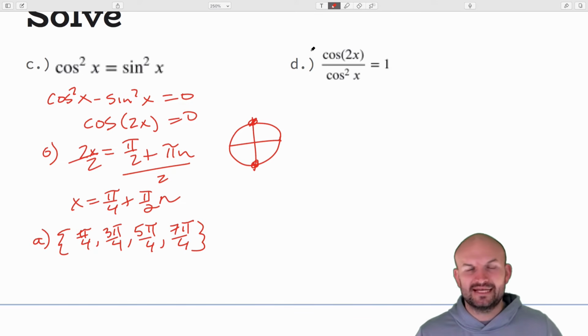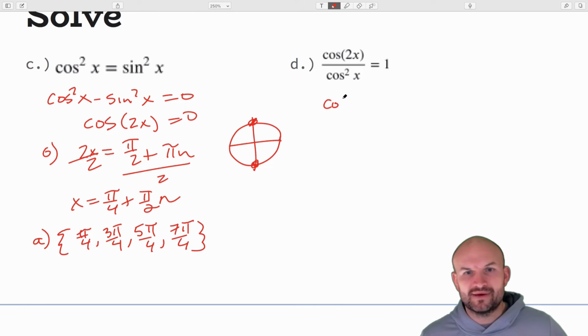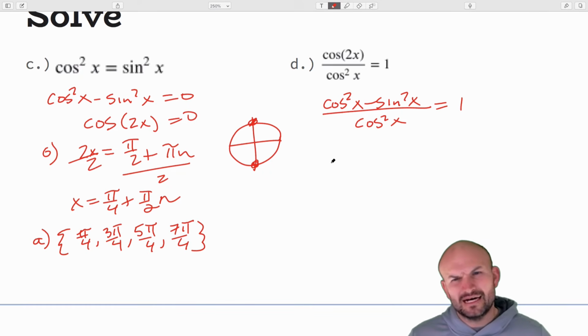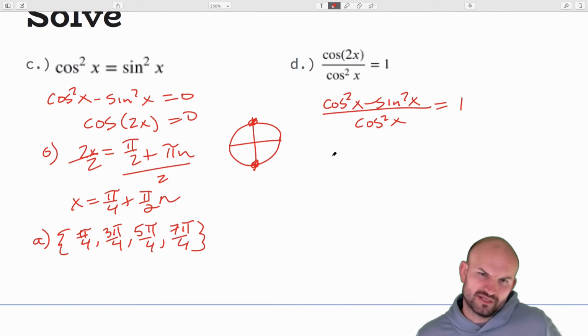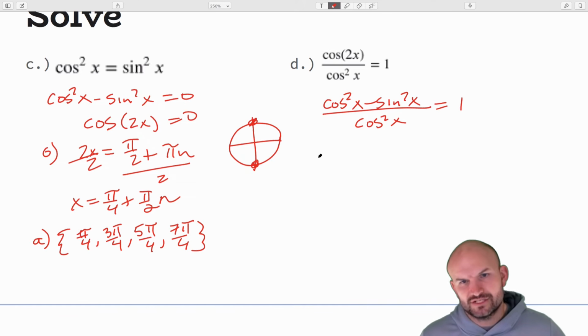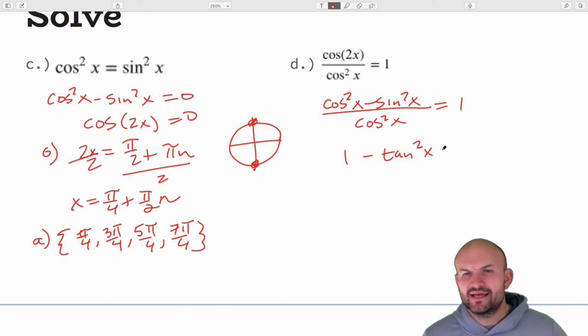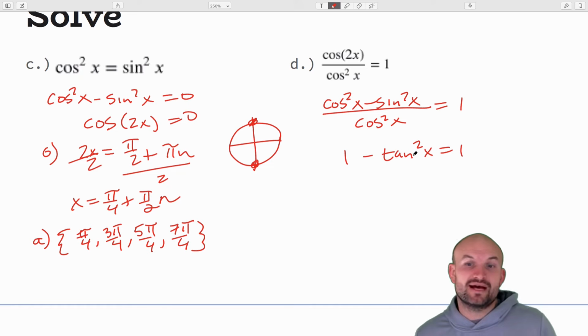For the next one, again, I see this as cosine, but I have an idea here that I'm going to want to divide this cosine squared out of the denominator. So I'm going to write this as cosine squared of x minus sine squared of x divided by cosine squared of x equals 1. Actually, that doesn't work. That'd be 1 minus tangent squared of x. Okay, yeah, that works. So yeah, this is 1 minus tangent squared of x.